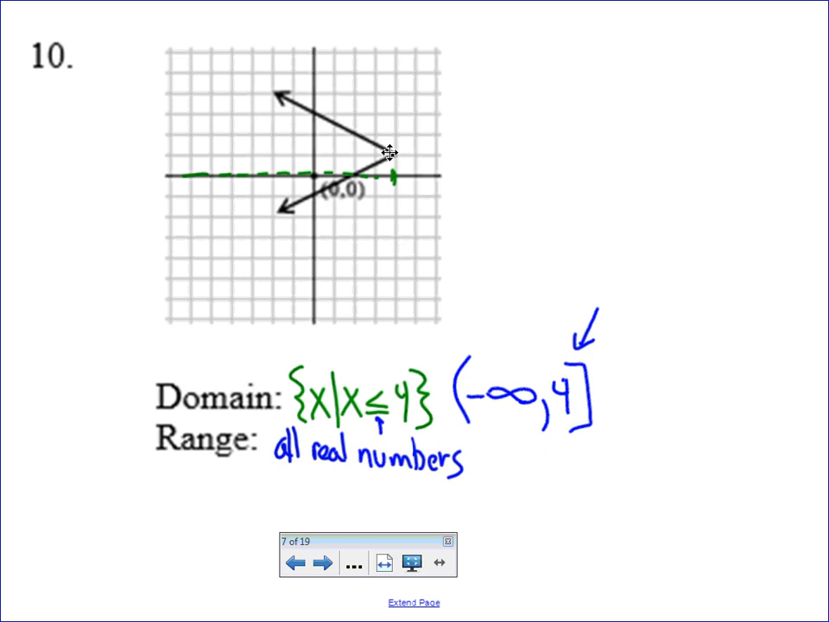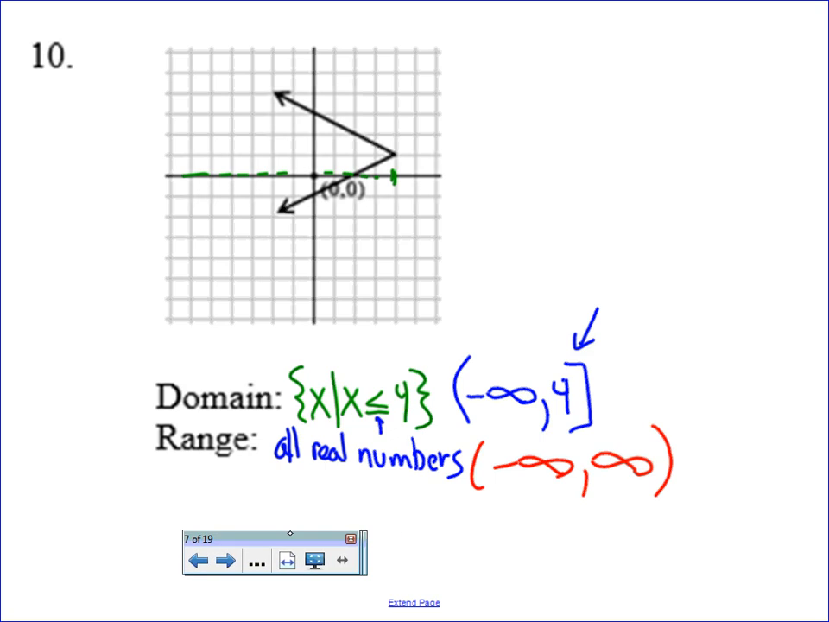In plain words, it goes up forever and it goes down forever, because this line keeps going up and up and up, and this line keeps going down and down and down. So every number that we know of in the real number set is going to be included in the range. In interval notation, that's pretty easy. That's -infinity to infinity. We're going from the smallest number we can imagine to the largest number we can imagine.